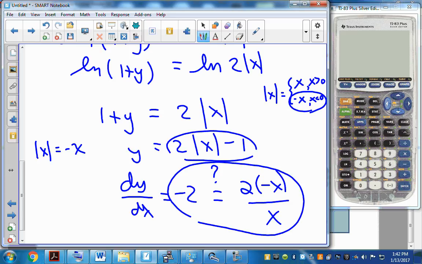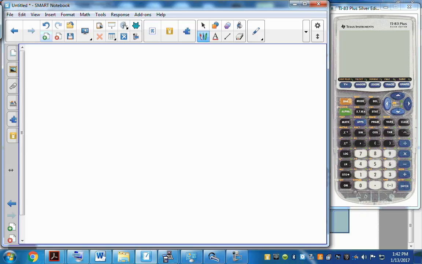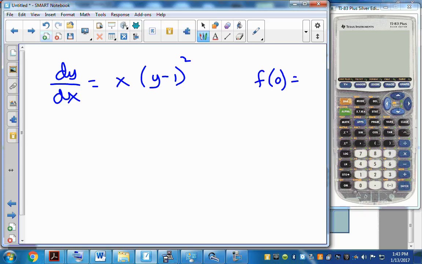Okay. Turn the page. I'm going to let you work on this one by yourself just for a little bit, and then we'll see if we can get good answers out of it. We've got x times y minus 1 squared, and for this problem, f of 0 is -1. Okay, so if I were to give you 5 minutes to do as much work as you can, jump on it. Separate, integrate, throw a c in there, try to figure out what c is. Do all those steps.